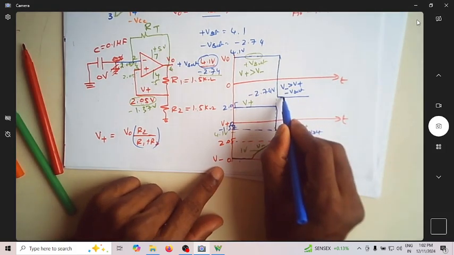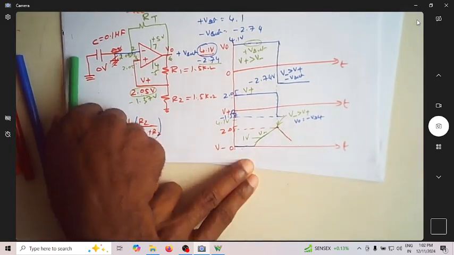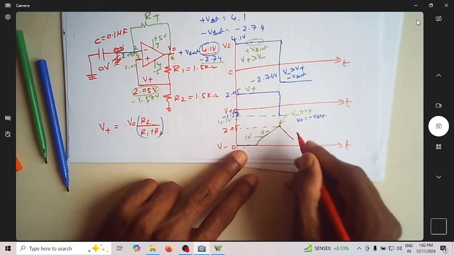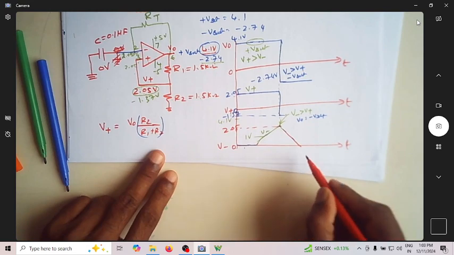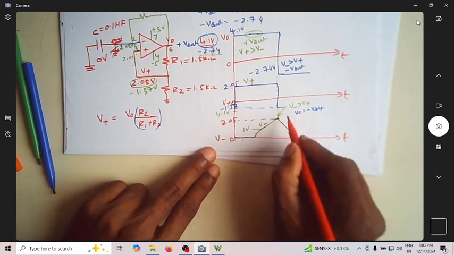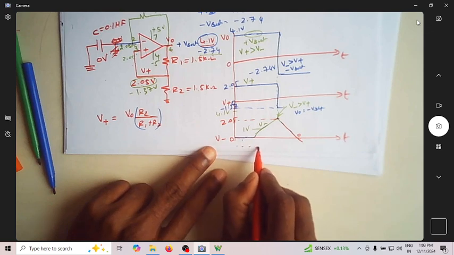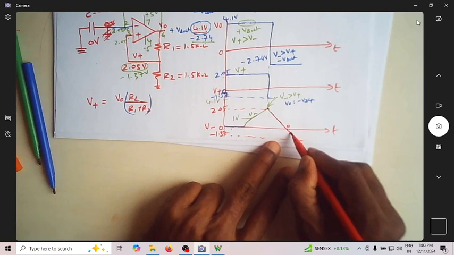So when this is at minus 2.74, the capacitor has started discharging. It keeps on discharging. Its destination is up to minus 2.74, so it will keep going up to minus 2.74. But whenever the voltage crosses 0 volt and goes still negative, whenever it sees minus 1.37 volt, it is still discharging.